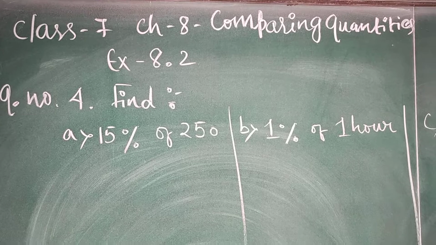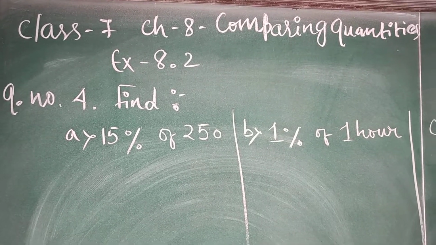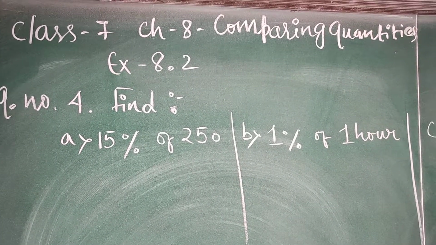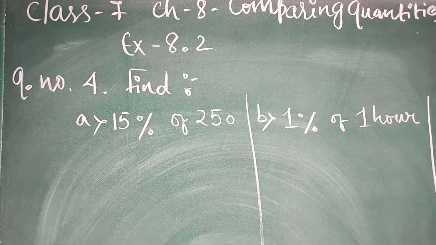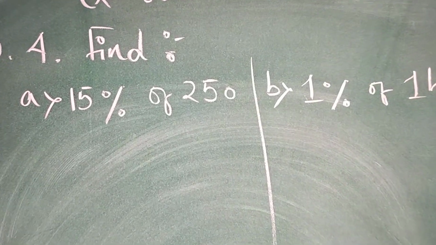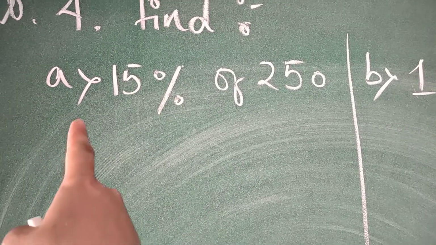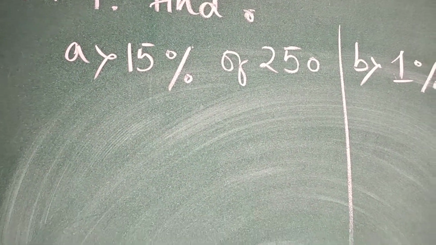So you all know that in our previous class we have done till question number 3, right? So in this class we will be doing question number 4. The question number 4 here is find part A. You can see here 15% of 250.